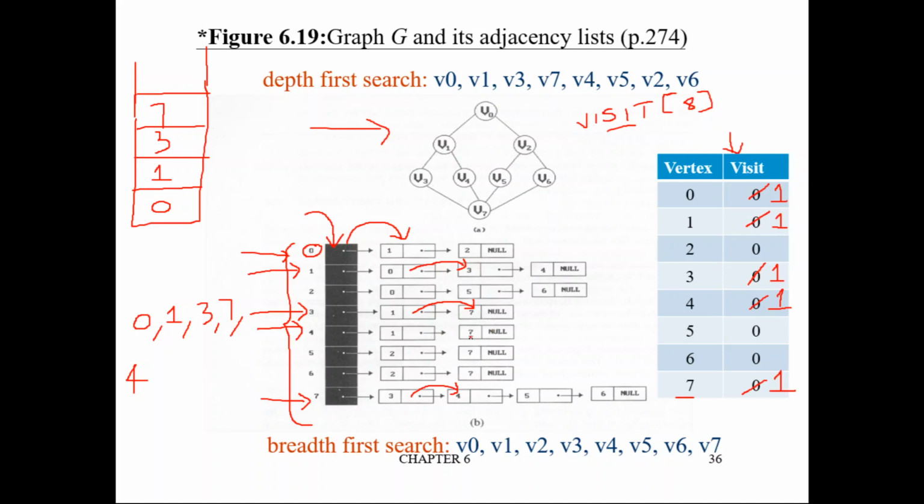Next, 1 is pointing to 7. Is 7 visited or not? Yes, visited. Then go to the next of 7. But what is the next of 7? Null. Okay, this is the third case. You see, three cases we are discussing. This is the third case.